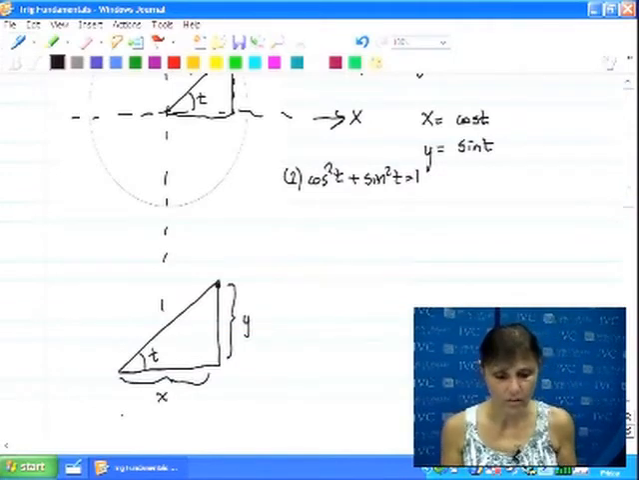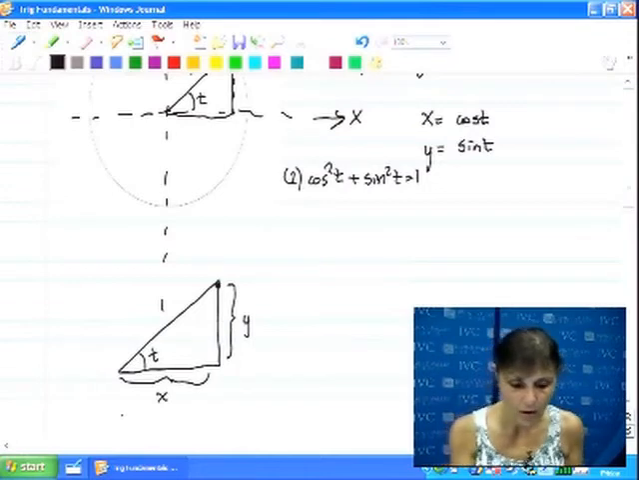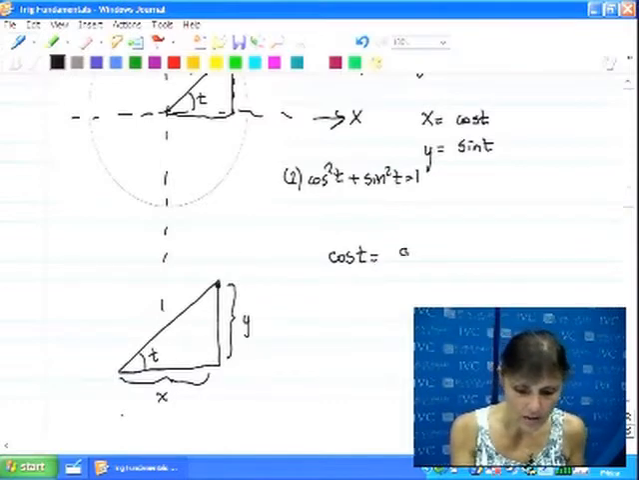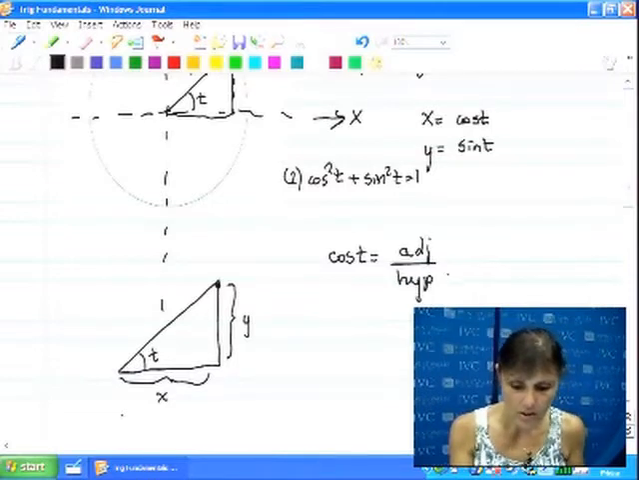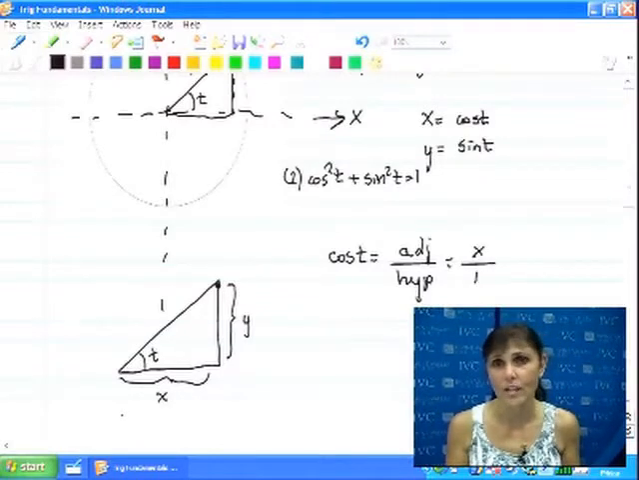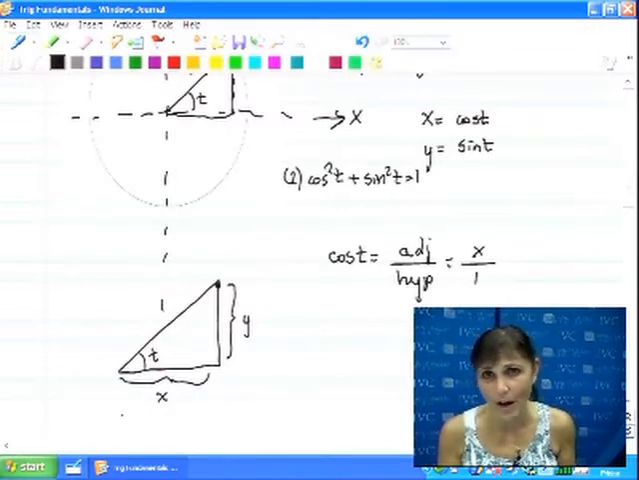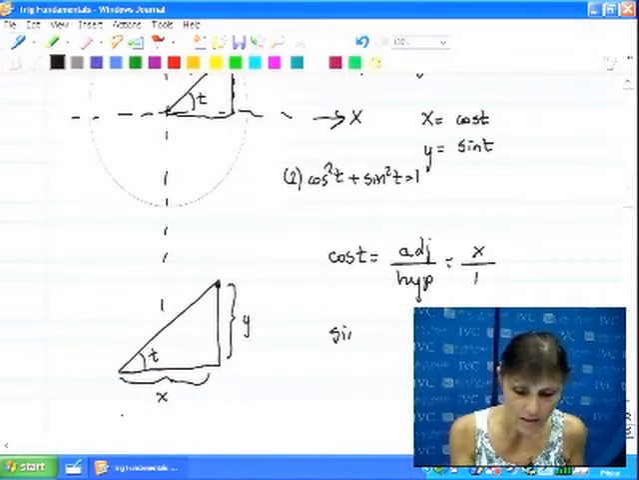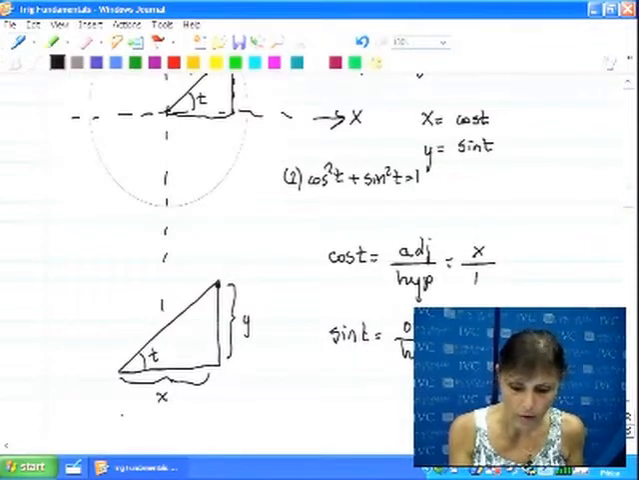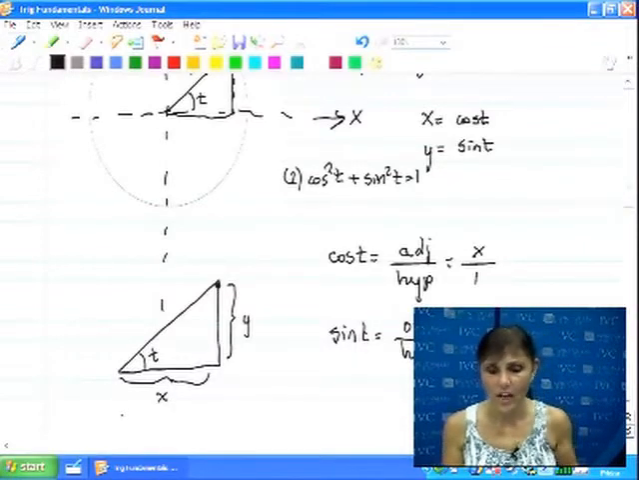For the right triangle trigonometry, we go, okay, well, cosine t, just define it as adjacent side over hypotenuse. So adjacent side is x and hypotenuse is 1. So x equals cosine t. Actually, you come up with the same kind of equality. And sine t, opposite over hypotenuse. And what is the opposite side? It's y over 1. And y equals sine t.